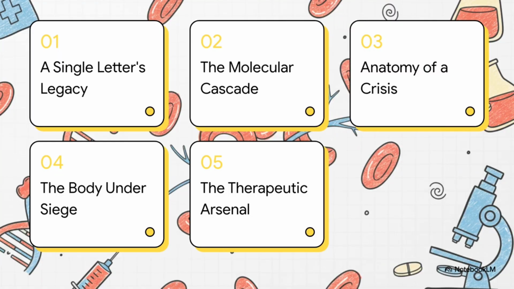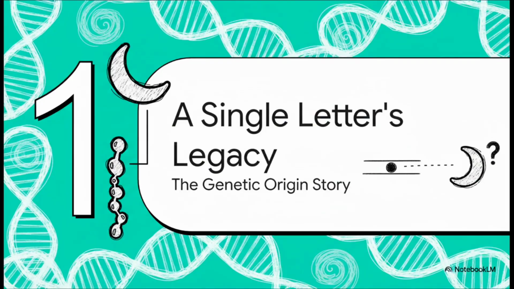All right, here's our game plan. We're going to start with that single genetic letter, then follow the domino effect, the molecular cascade of chaos it causes. From there, we'll look at what a crisis actually looks like inside the body, understand the long-term toll it takes, and finally, explore the incredible new science that's fighting back. To really, truly understand sickle cell disease, you have to go right back to the beginning, back to the source code, our DNA, where this whole story begins.